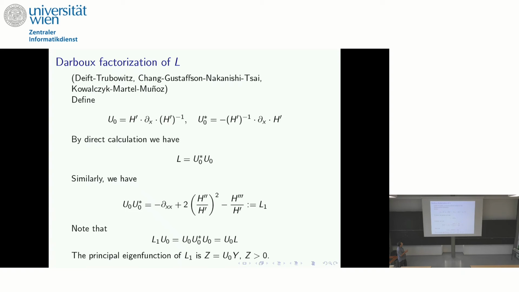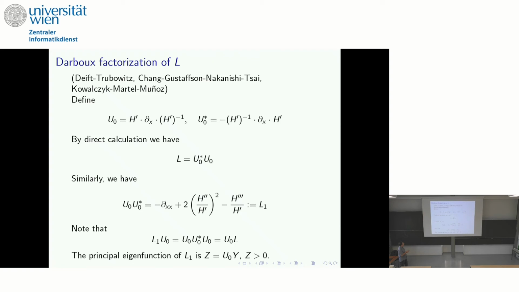So the Darboux factorization, of course, comes from Darboux, but in the context that is close to ours, it appears in the famous paper of Deift and Trubowitz. And in fact, we learned it from the paper of Chang, Gustafson, Nakanishi, and Tsai. And the first time we used it was for the nonlinear Klein-Gordon equation. Okay, so what is this Darboux factorization? You define two operators, U0 and U0 star. U0 star is just the adjoint of U0. It's nothing special.